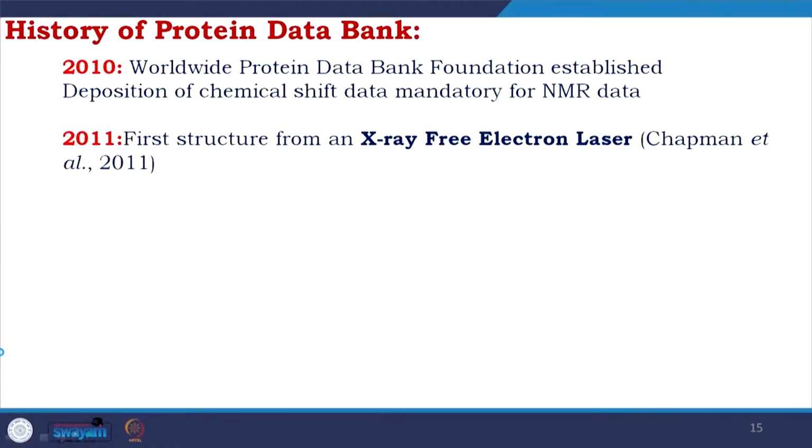If you remember, when we were going through NMR spectroscopy, we talked about the chemical shift and how important it is, because you have the spectra and the spectra are influenced by the chemical environment, that is called chemical shift. In 2011, the first structure from an X-ray free electron laser, by Chapman et al.